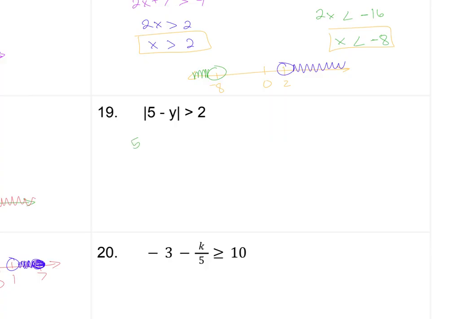Absolute value is by itself, so here's my positive version. Here's my negative version. Flip the inequality, right?